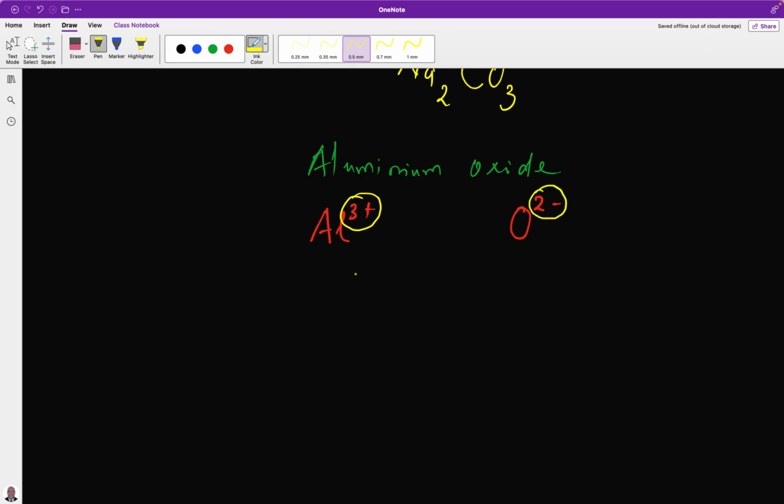Step number 3, balance the charges. How can we balance this one? This cannot balance this one. Let's add another aluminum ion to see if it can go. And let's add this one and see if it can go too.